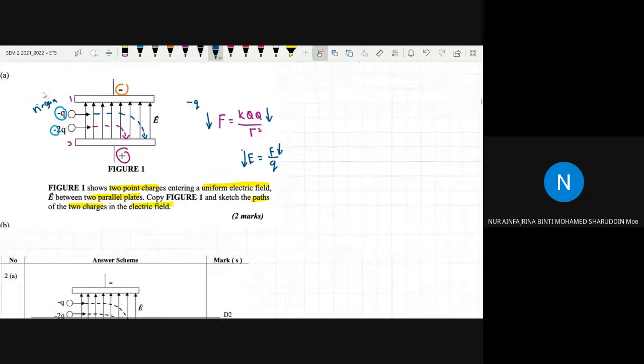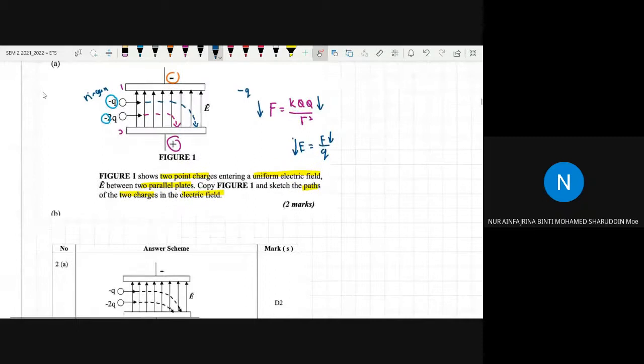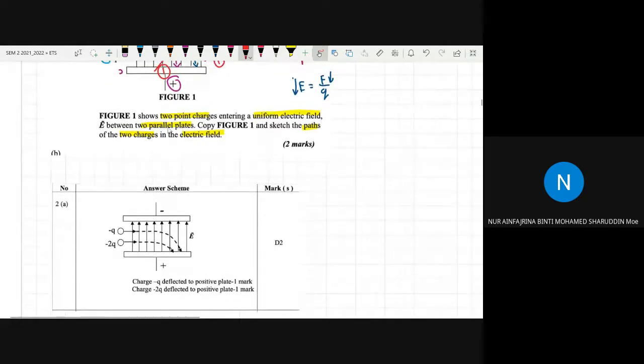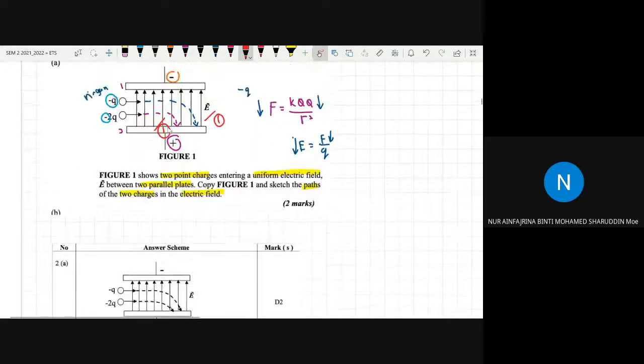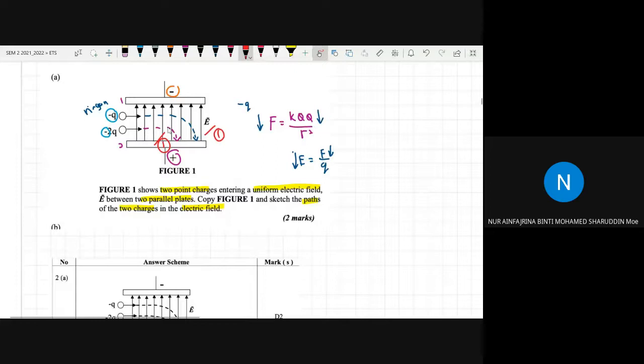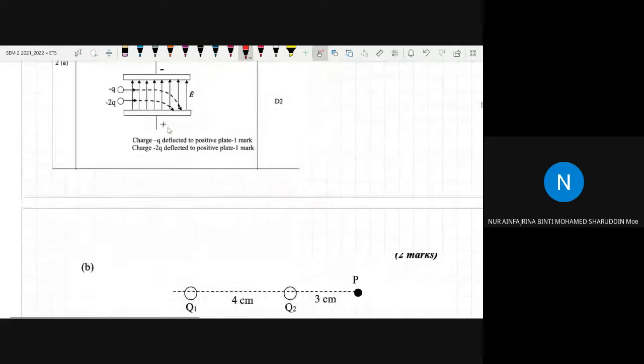Okay, boleh? So remember, you have to sketch, and for each sketch, you will get 1 mark. 1 mark here and 1 mark here. Okay, boleh? Do you have any question? No. Okay, no. May I proceed? Yes, yes. Okay, I will.